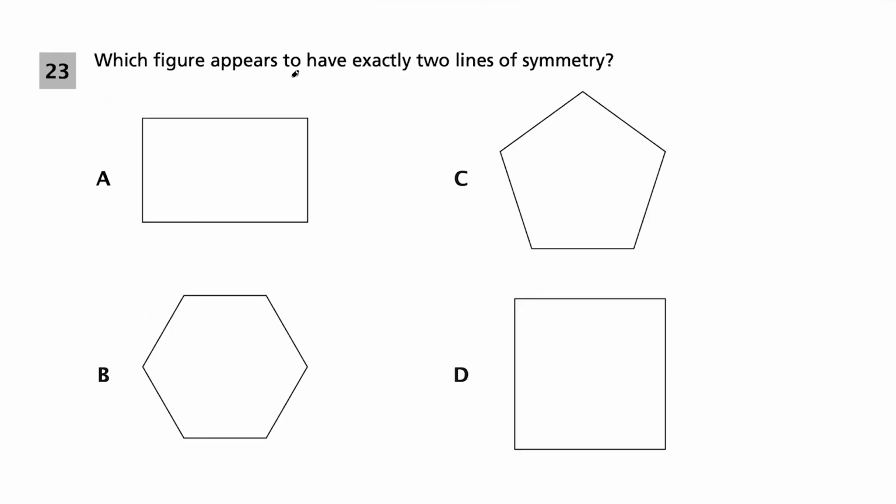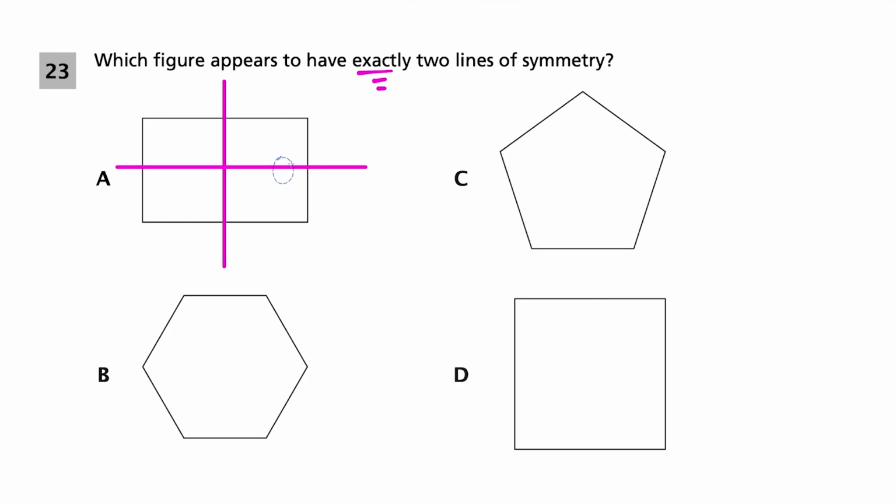Question 23, which figure appears to have exactly 2 lines of symmetry? Now, the key thing we have to be careful of is that the shape has to have exactly 2 lines of symmetry. So we're going to go through the answer choices one by one. A rectangle is going to have exactly 2 lines of symmetry. We could draw a line of symmetry straight down vertically, cutting this rectangle in half this way, or we could draw our line of symmetry like this horizontally, cutting the rectangle in half. Okay, so there are the 2 lines of symmetry.